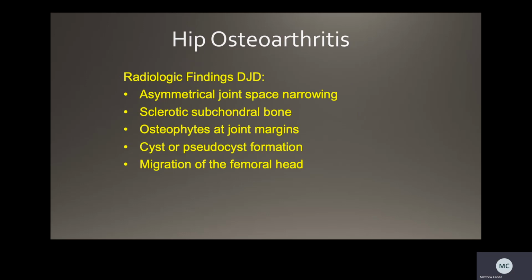So what we're going to see with hip osteoarthritis in terms of findings: typically the joint space is asymmetrical and narrowed. There is a sclerotic subchondral bone. Osteophytes are typically at the joint margins. Cysts or pseudocyst formation can happen, and we might actually see the femoral head migrate or move out of its original position.